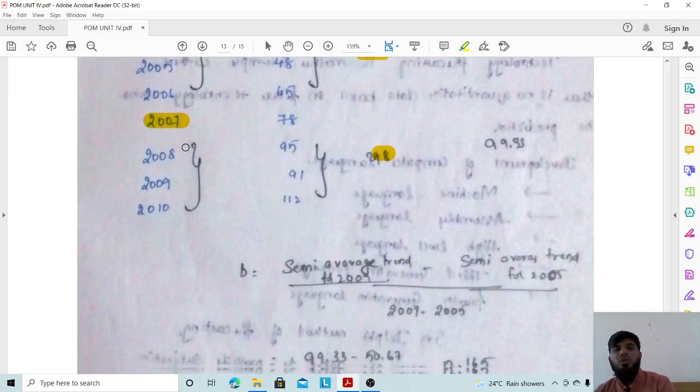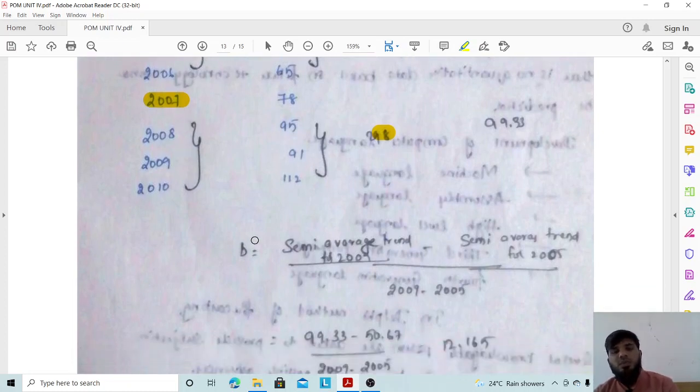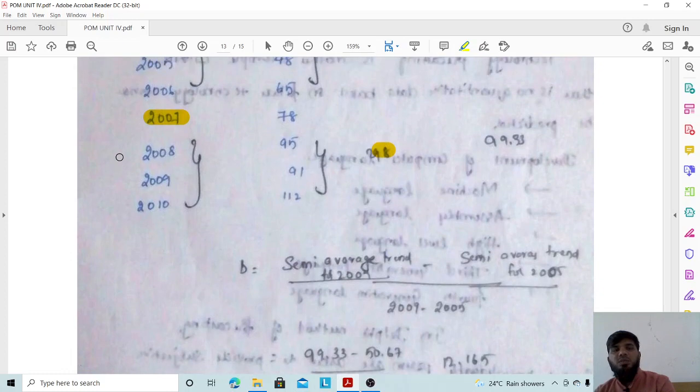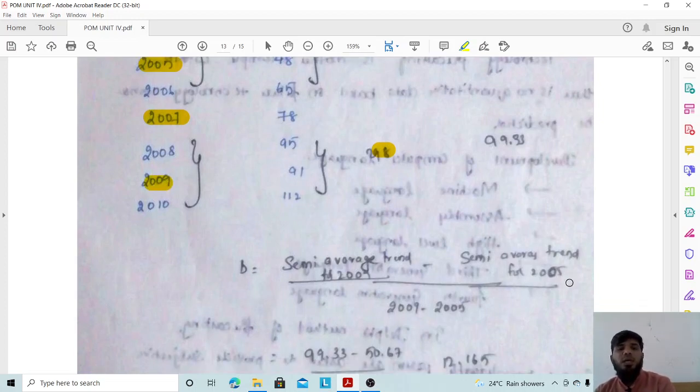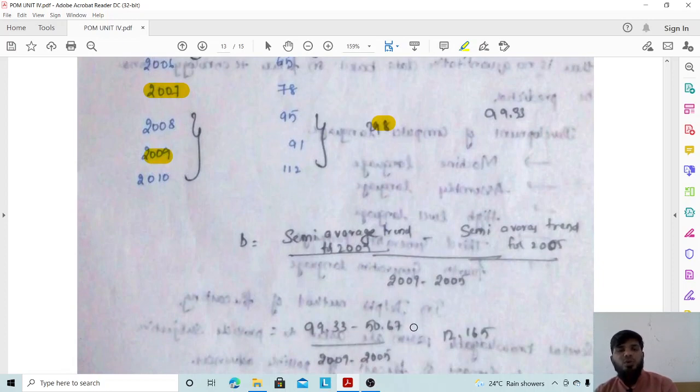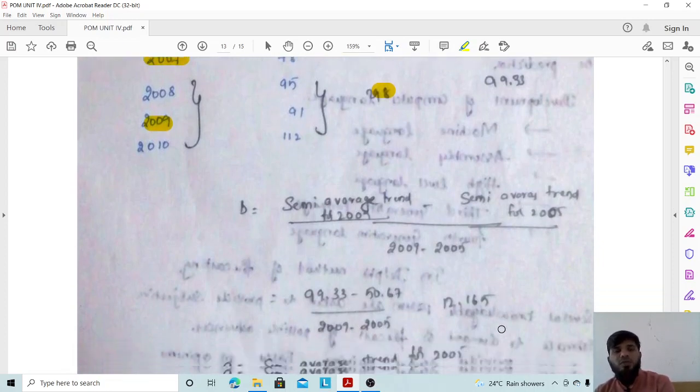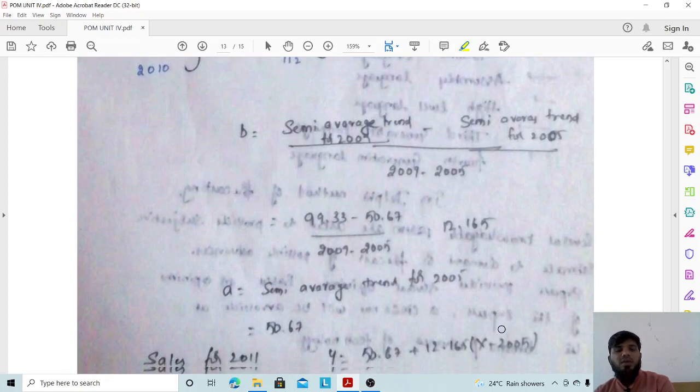Next, what B value you have to take. That B value is nothing but the semi average trend for 2009 minus the semi average for 2005, divided by the difference of the middle years. Here the middle is 2005, here the middle is 2009. So semi average trend for 2009, semi average trend for 2005, divided by 4. You have to subtract, then you will get the value of B here. Similarly, the A value you will get.